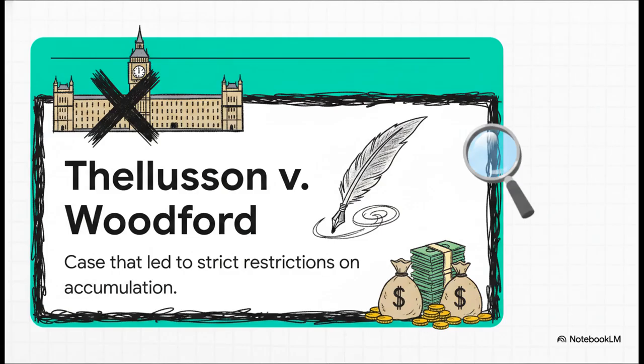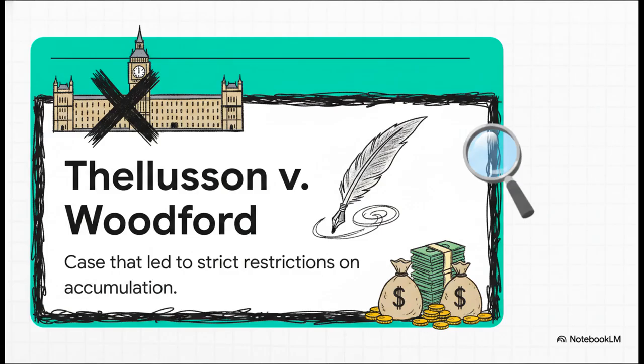An eccentric millionaire, Peter Thellusson, made a will directing that the massive income from his estates be accumulated during the lives of all his sons and grandsons living at the time of his death. Only upon the death of the absolute last survivor would this colossal accumulated fortune go to a distant descendant. Now, shockingly, the common law actually upheld this absurdity.